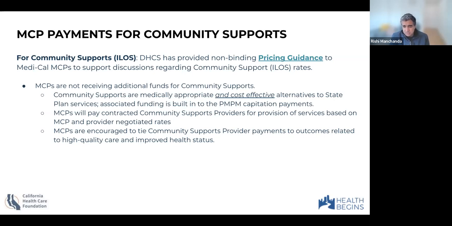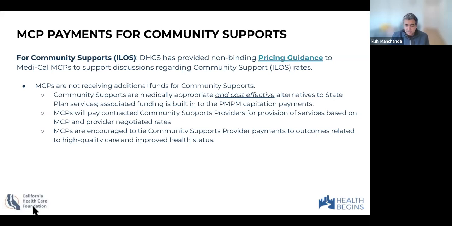It's important to note, and I think this is something that you'll probably hear again today if you haven't heard it already, that plans are not receiving additional funds for community supports. There are incentive dollars coming in later on to support the alignment of some of the work under CalAIM with performance measures. But for the community supports in general, there are no additional funds received. They're meant by definition to be medically appropriate as well as cost-effective alternatives to state plan services. And the associated funding that plans are receiving is built into the capitation payments they're getting. Plans will pay contracted community support providers for the provision of services based on the rates that you negotiate with them. And I think, as Lisa, you mentioned, there's already a contract that's a core step in this.